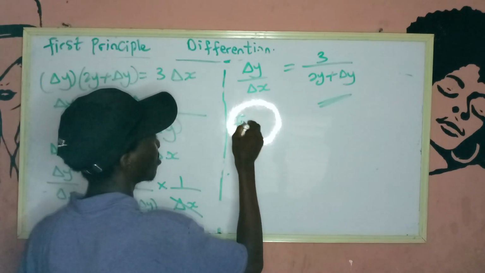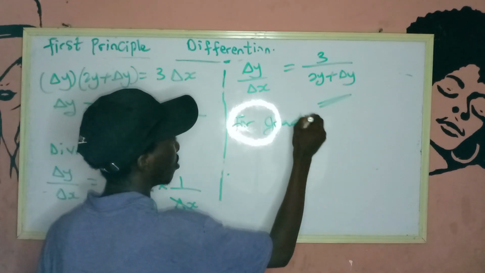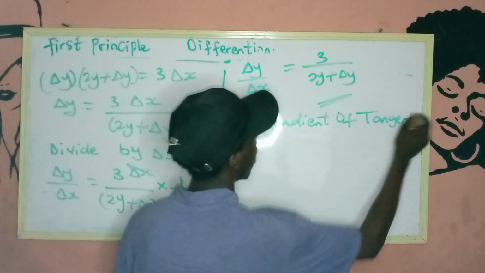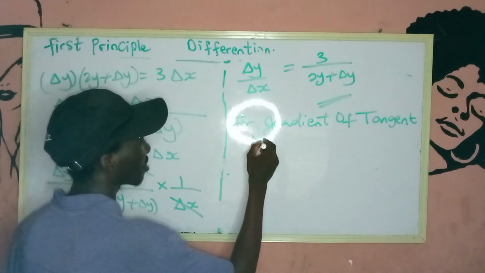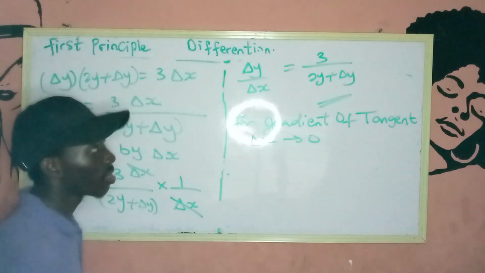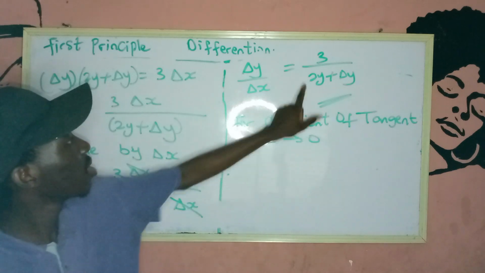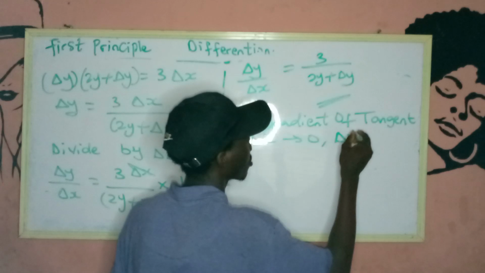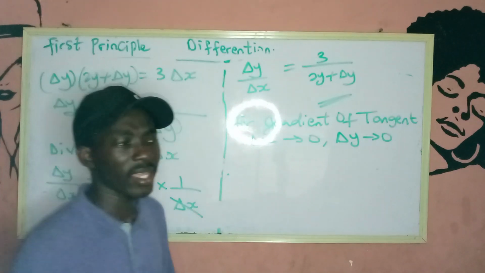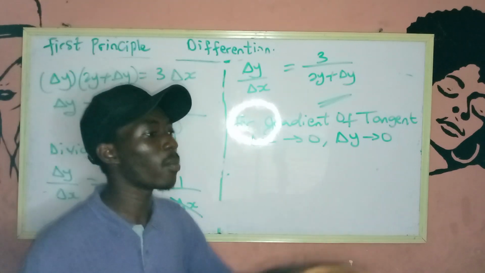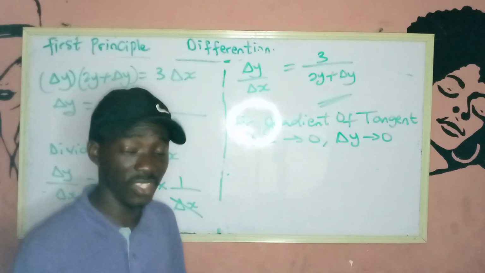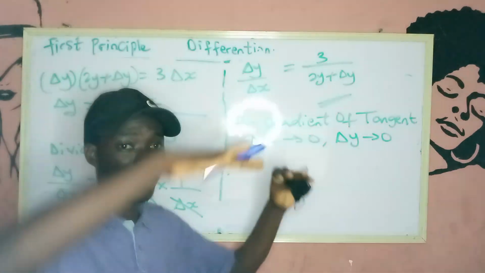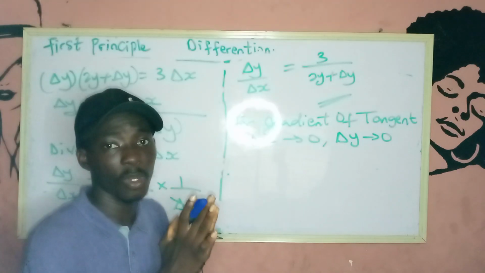Now for the gradient of the tangent, dx will approach 0. And in that case, you can see here, there's no dx here. But I should have also said this: the dx and the dy must approach 0 at the same time in differentiation. Your dx is approaching 0, your dy is approaching 0. Because as you are turning the curve down, both of them are becoming 0.